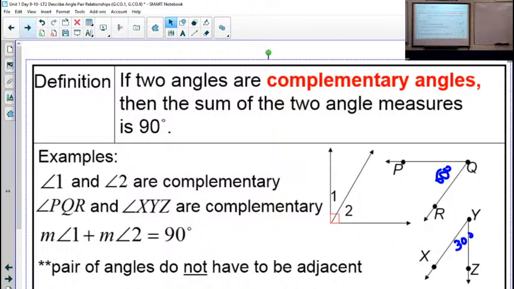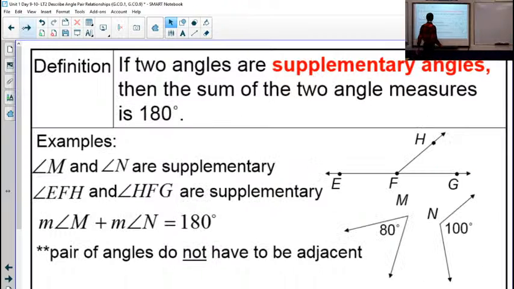Pair of angles do not have to be adjacent. All that needs to happen is if I take the 2 angles and add them together, then they need to make 90. Supplementary, 2 angles being supplementary means that they should add to 180 degrees. So supplementary angles are a pair of angles that add to 180.